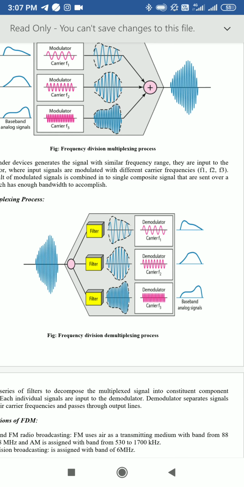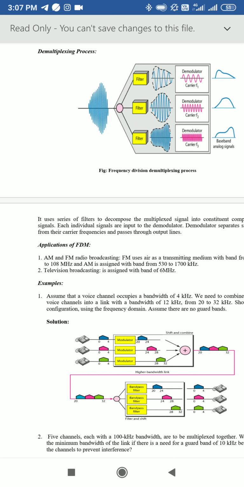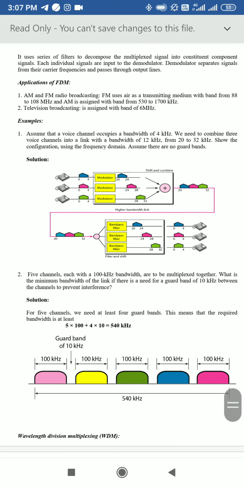You can just compare it and see the input of multiplexing and the output of demultiplexing. Both are the same. So multiplexing is nothing but combining, demultiplexing is nothing but separation. Now we'll see where we are going to use the technique called FDM. FDM is a technique that can be used in radio and television. Here we have an example.